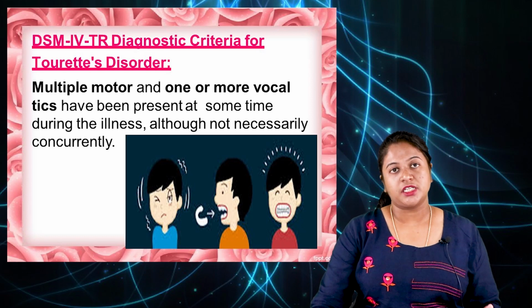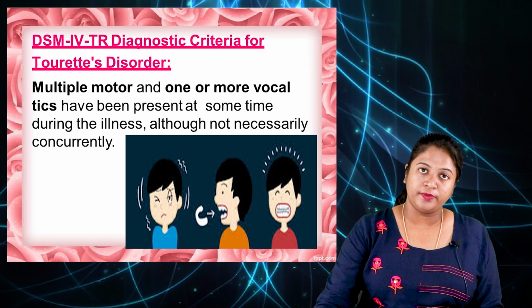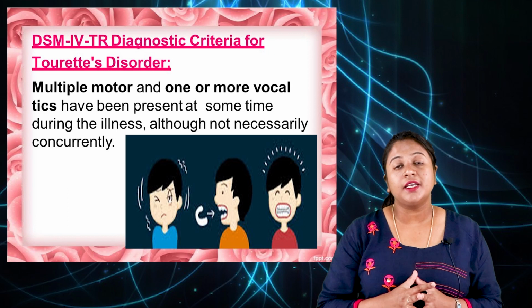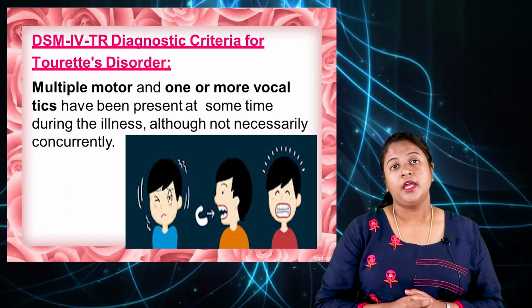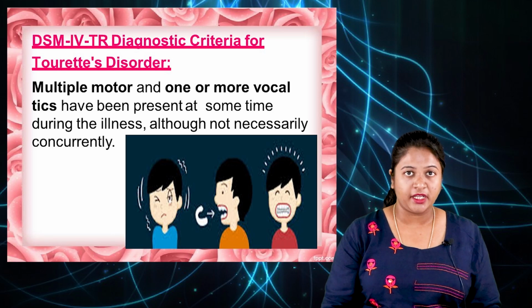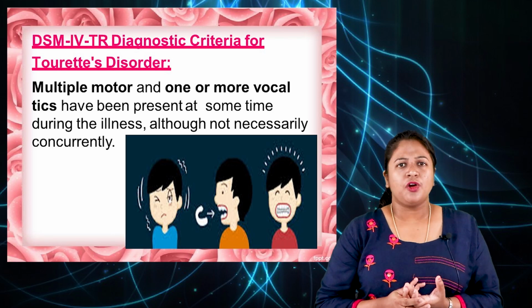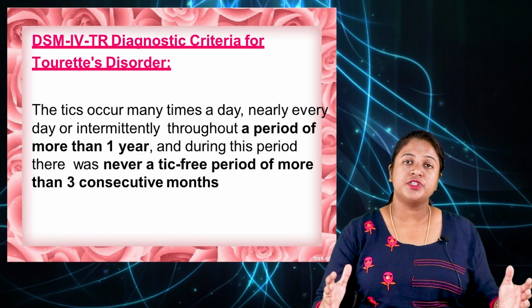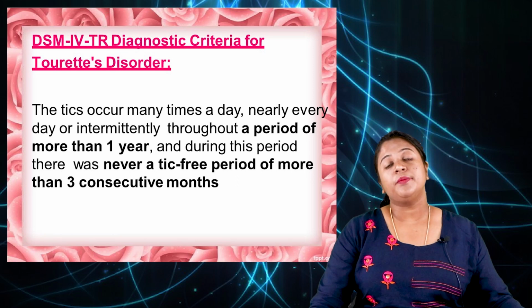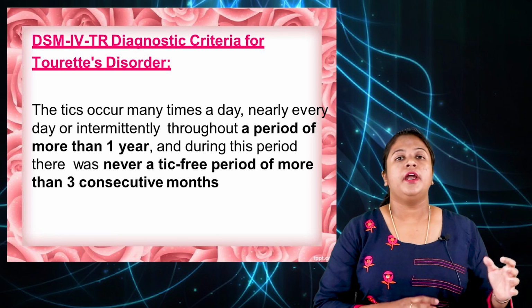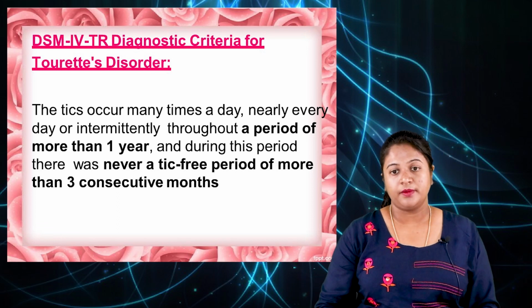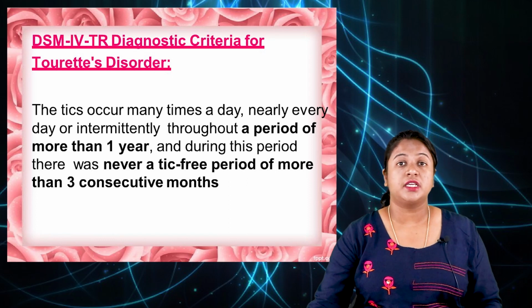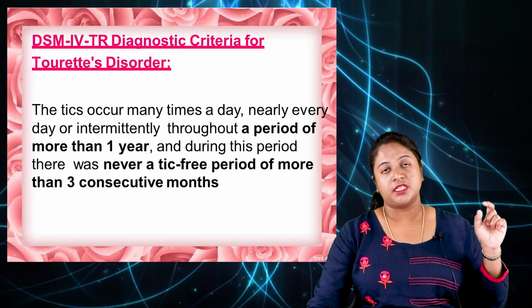What is the diagnostic criteria for the Tourette's disorder? Number one, there should be multiple motor tics and one or more vocal tics, though it is not necessary that they occur concurrently. The tics should occur almost every day, intermittently, throughout a period of more than a year, and during this period there should not be any tic-free period of more than 3 consecutive months. Then you can diagnose it as the Tourette's disorder.